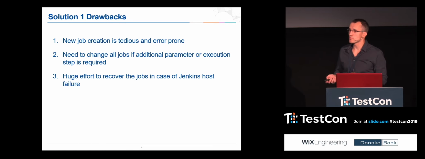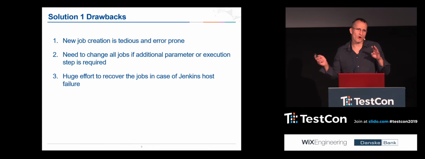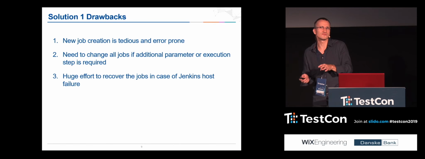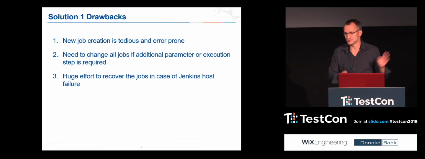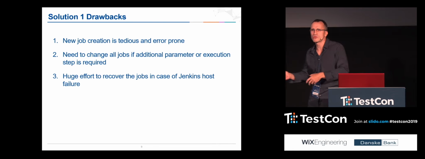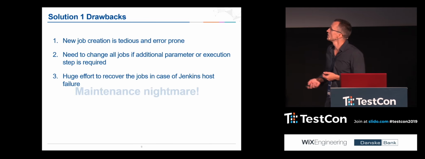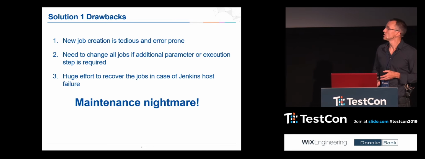And for example, I know it's an extreme case, but if your Jenkins host fails for some reason, or your disk drive fails, whatever, anything can happen, right? So it's a huge effort to recover everything. In a nutshell, it's a maintenance nightmare, right?